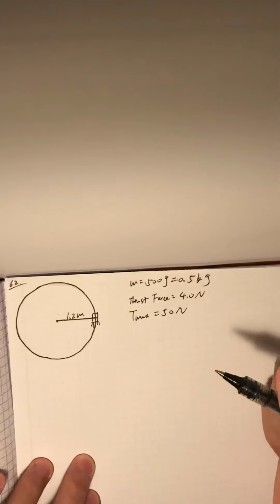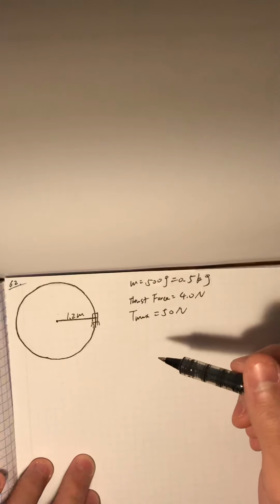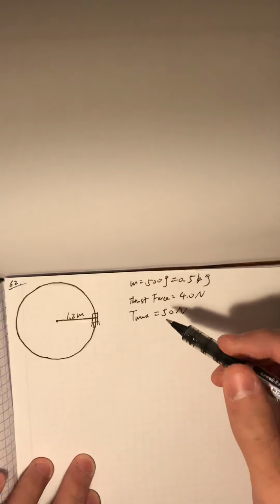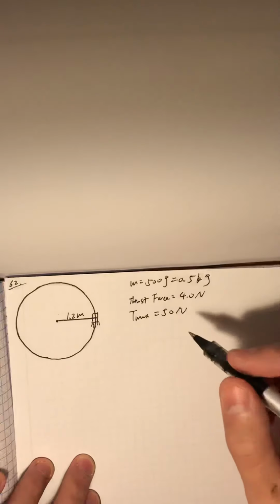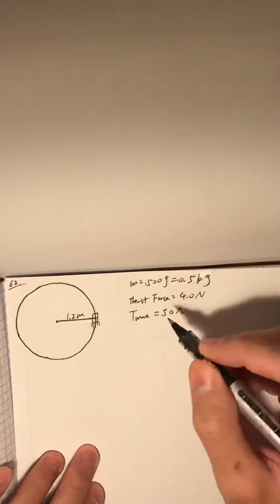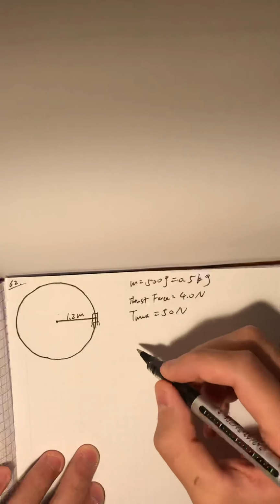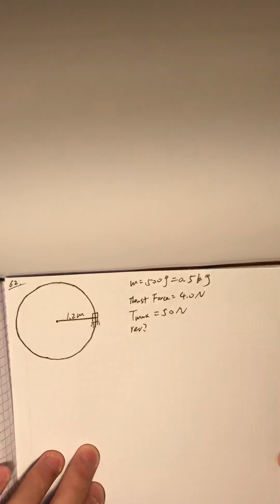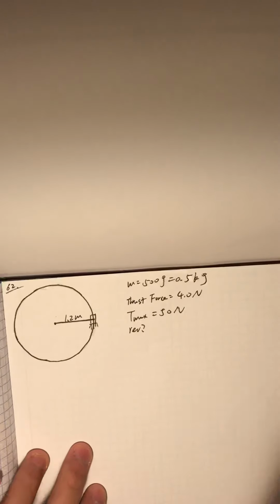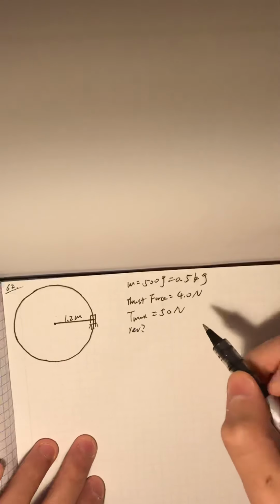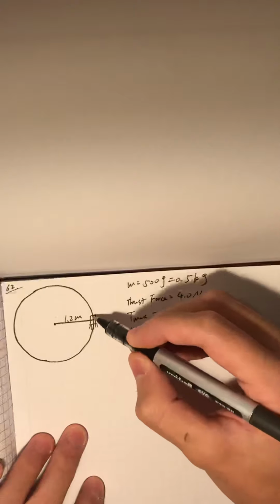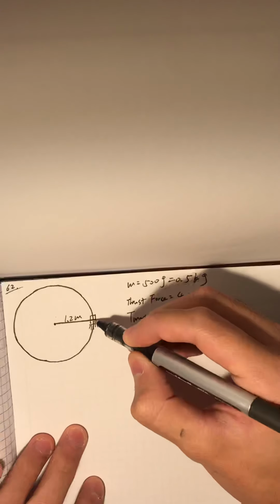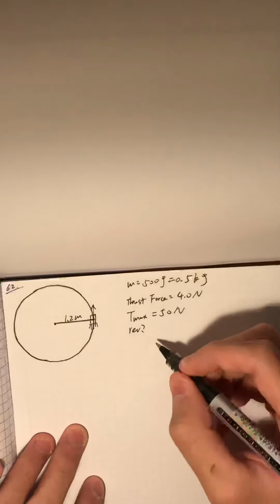He's asking, if the block starts from rest, how many revolutions does it make before the tube breaks? So he wants us to find the revolutions. We know the thrust force provides a 4 newtons force and it's perpendicular to the tube. So it's going this way.